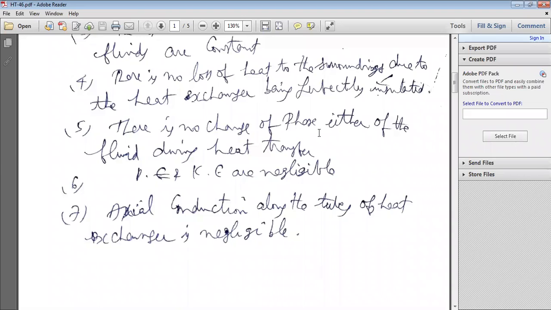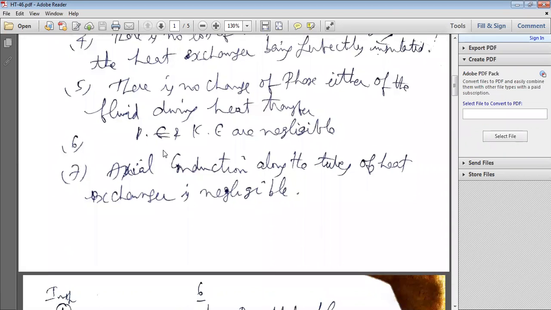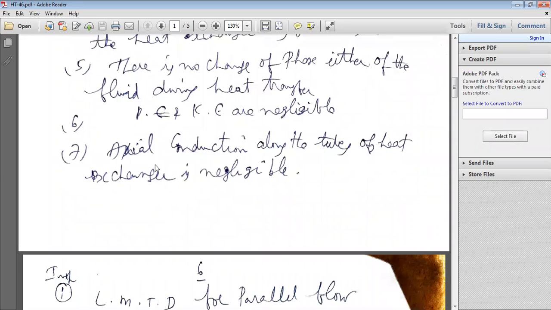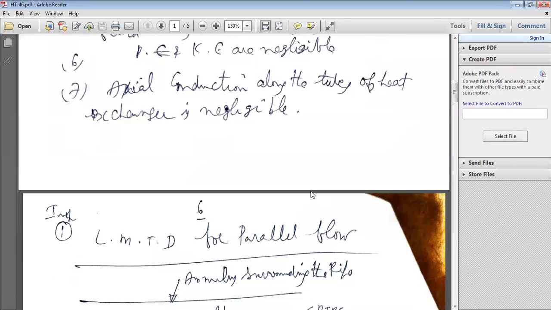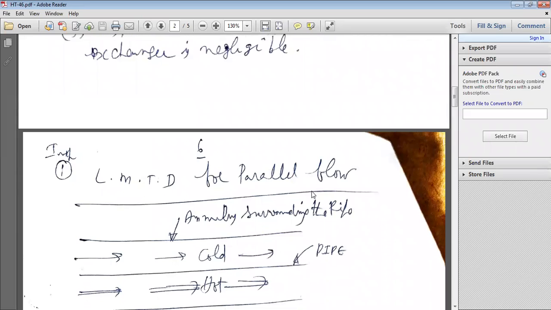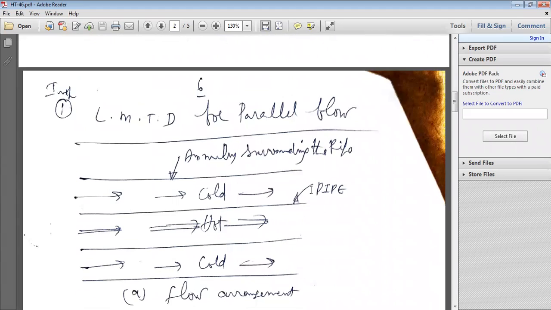Next assumption, potential energy and kinetic energy are negligible in this heat exchanger process. And axial conduction along the tubes of the heat exchanger is negligible. We are neglecting the conduction heat transfer along the axis, but we are considering perpendicular to the axis. So like that, we have to assume these 7 assumptions. After assuming, you have to derive the equation for log mean temperature difference.